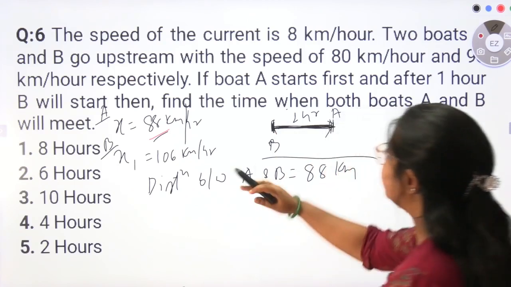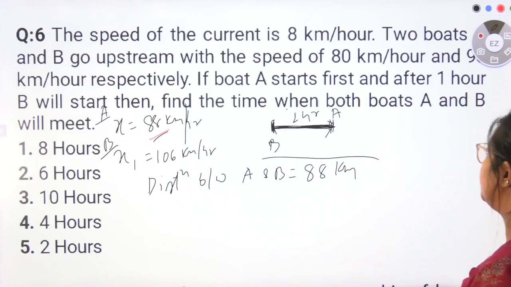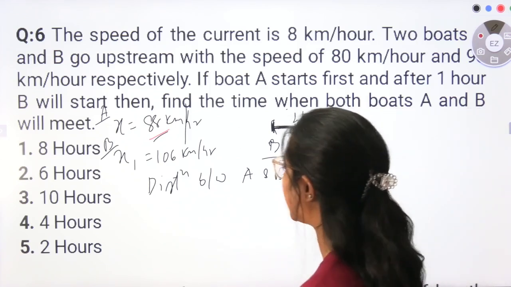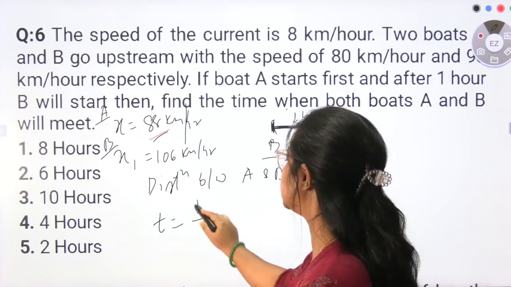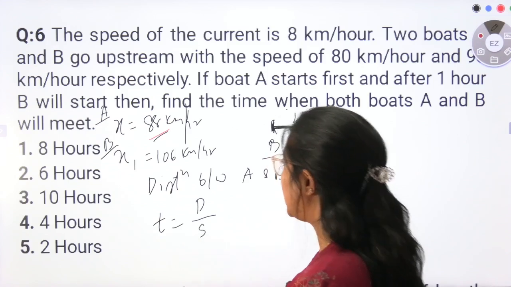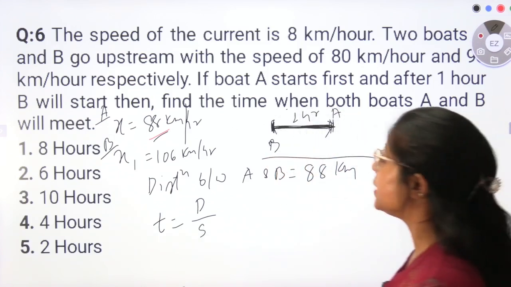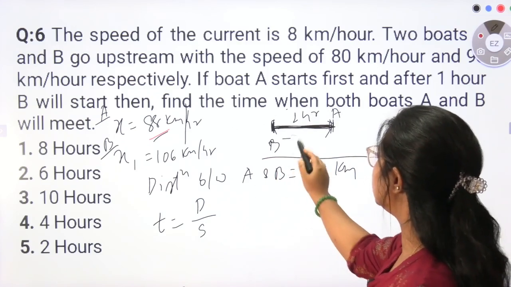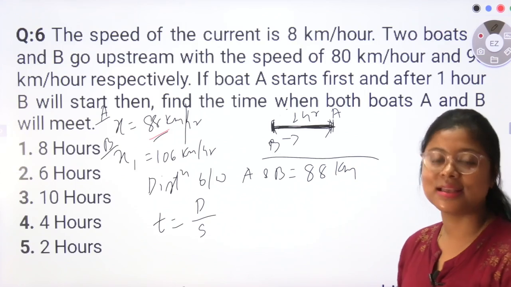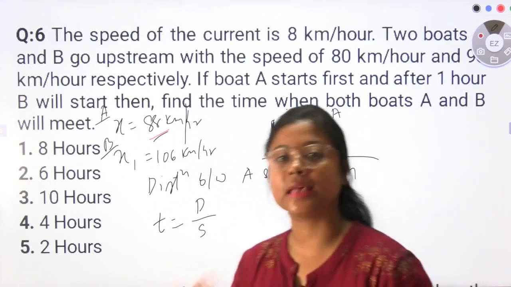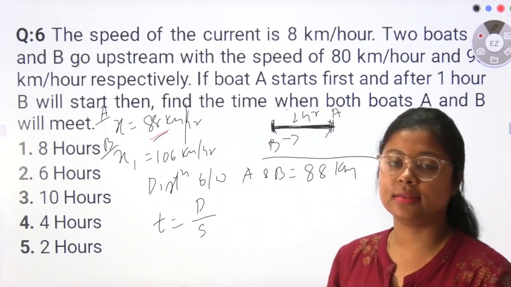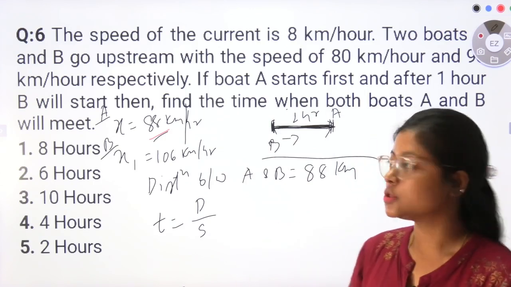Okay, fine. So find the time when both boats A and B will meet. If I need to find the time, time is what? Distance by speed. But here we need to consider relative speed, because both the boats are traveling in the same direction, isn't it? So what would be the relative speed?